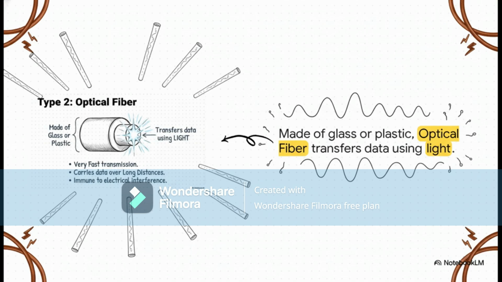Whoa, this looks way different, doesn't it? Yeah, instead of a copper wire in the middle, optical fiber cables are made of these super thin strands of glass or plastic. And here's the really cool part, the magic, if you will. They don't use electricity at all. Nope, they use little pulses of light that literally bounce along the inside of that glass core. It's like a tiny, super fast tunnel just for light.